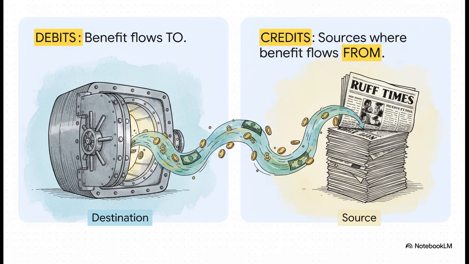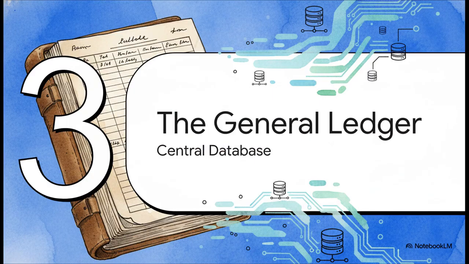To keep that equation perfectly balanced, we use debits and credits. Let's clearly contrast the two. Credits represent the right side. They are the sources where economic benefit flows from. Debits, on the other hand, represent the left side, the destinations where that benefit flows to. Tying it back to our $40,000 transaction, you debit cash because cash is the destination, increasing your assets. You credit subscription revenue because that's the source of your income. Makes sense, right? Let's jump into Section 3, the general ledger.